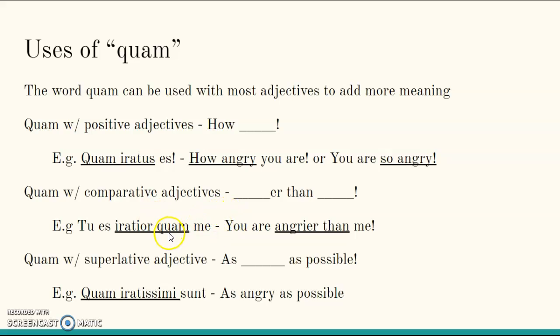Quam with a comparative adjective. You'll use quam here to mean than. We've done this a couple times already. Tu es iratior quam me. You are angrier than I am. You are angrier than me.